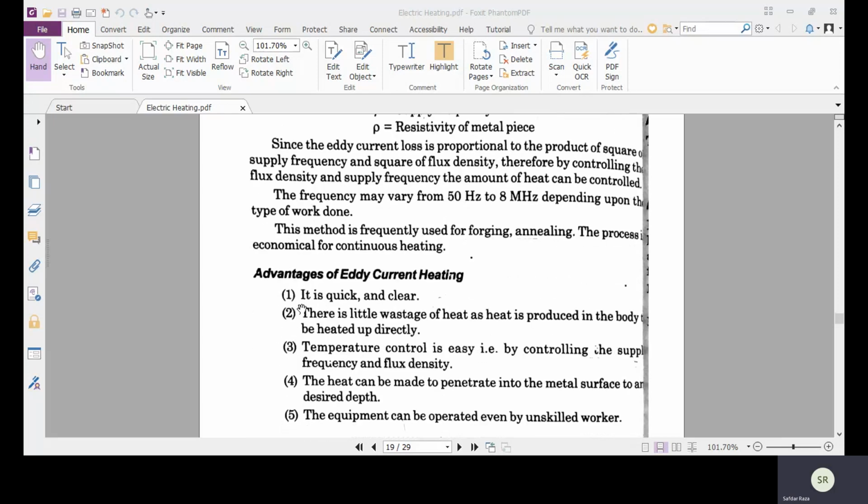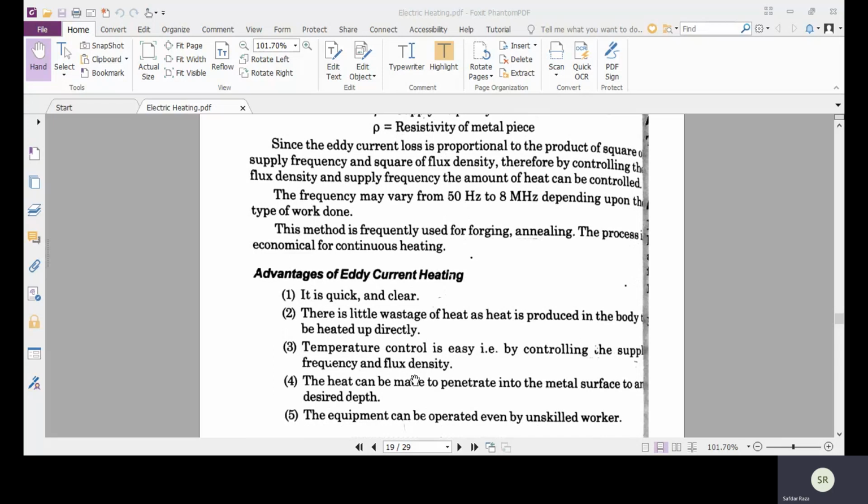Now, what are the advantages of eddy current heating? Advantages include that it is quick and clean. There is little wastage of heat as heat is produced directly in the body to be heated. Because eddy current is going to produce the heating, no third medium is involved within it. There is a direct induction of heat from the high frequency coil to the material to be heated.